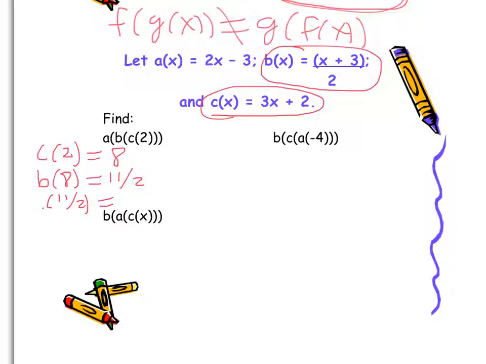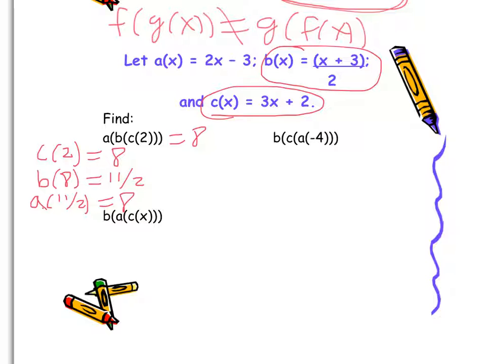I'm not plugging that into function c. I am plugging that into function a. Okay, a of 11 over 2 ends up being 8. So a of b of c of 2 is 8. All right? Again, I can't stress enough: start on the inside, work your way out.